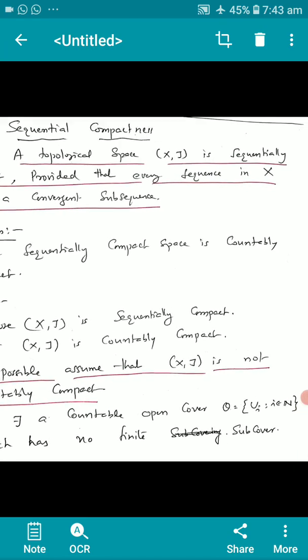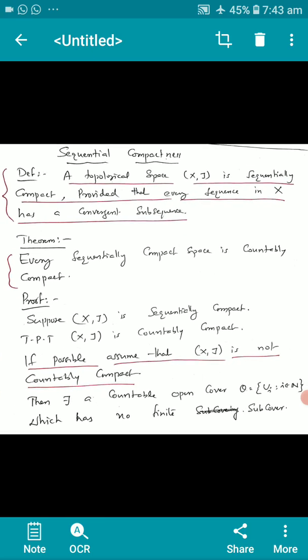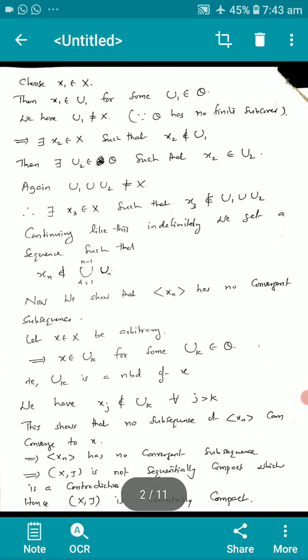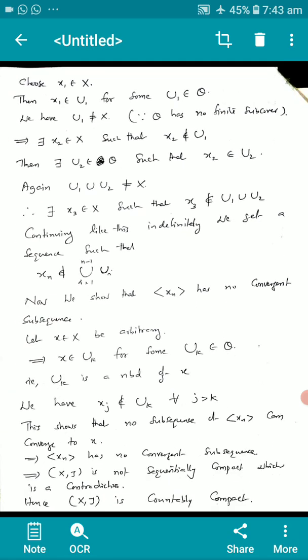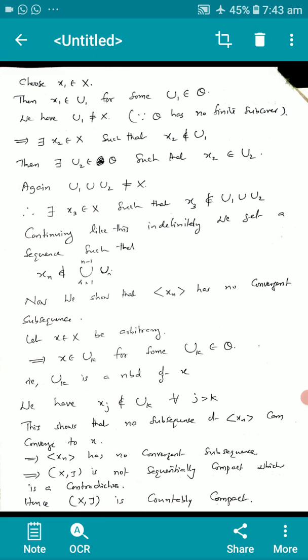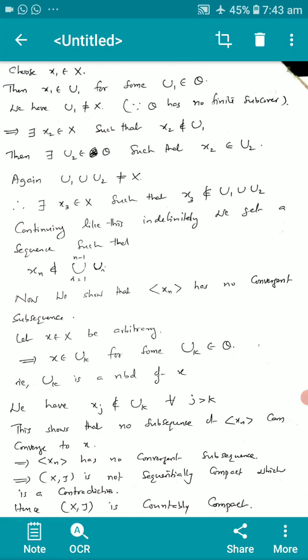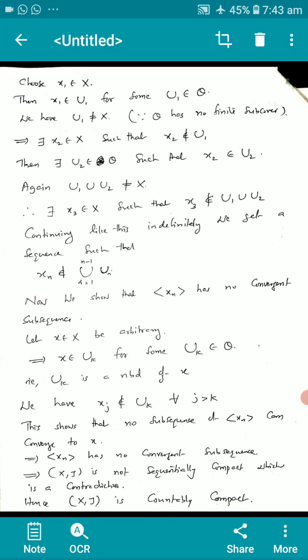Then there exists a countable open cover theta, a collection of U_i, i in N, which has no finite subcover. Choose a point x1 in X. Then x1 is in U1 for some U1 in theta. We have U1 not equal to X because theta has no finite subcover. This implies there exists x2 in X such that x2 is not in U1. Then there exists U2 in theta such that x2 is in U2. Again, U1 union U2 is not equal to X.